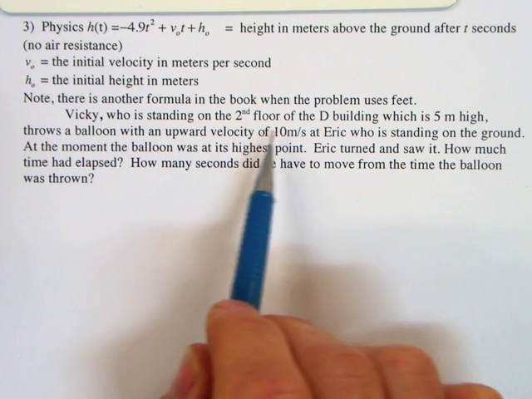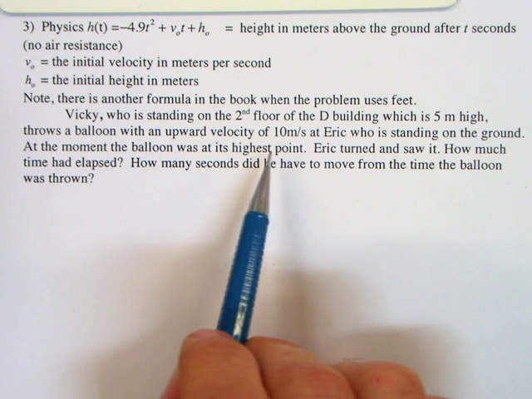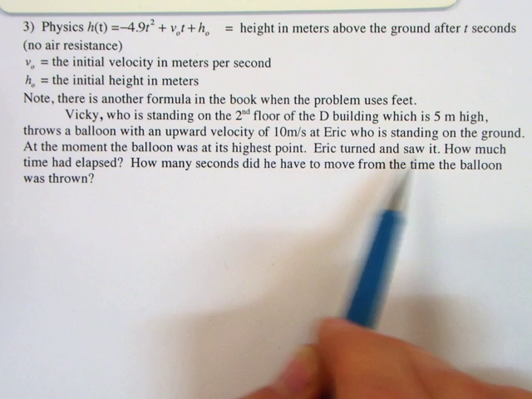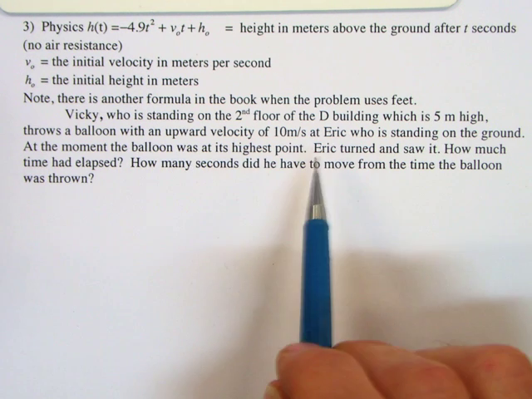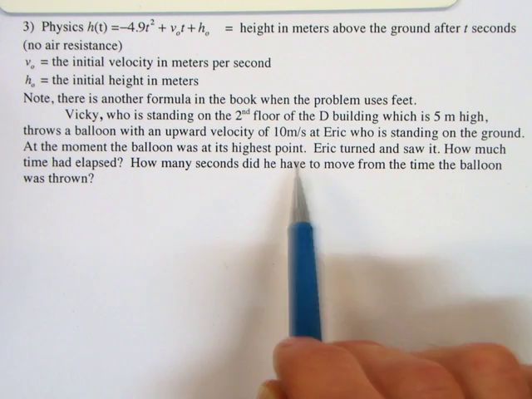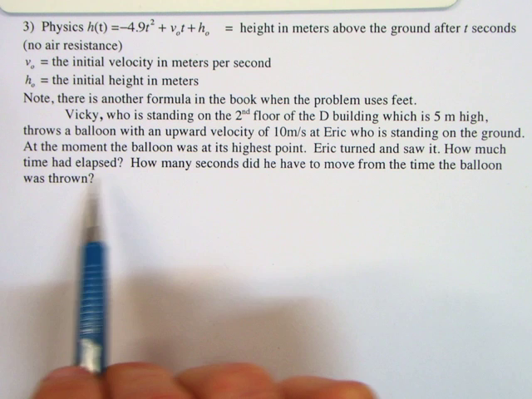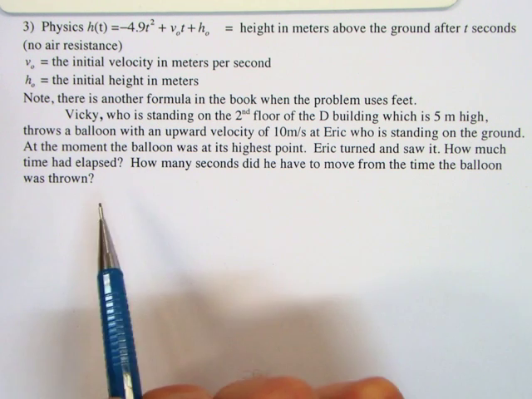Alright, Vicky, who's standing on the second floor of the D building, which is 5 meters high, throws a balloon with an upward velocity of 10 meters per second at Eric, who is standing on the ground. At the moment the balloon was at its highest point, Eric turned and saw it. How much time had elapsed? How many seconds did he have to move from the time the balloon was thrown?